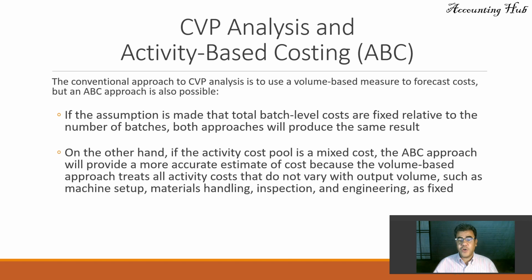However, if the activity cost pool is a mixed cost, the ABC approach will provide a more accurate estimate of cost, because the volume-based approach treats all activity costs that do not vary with output volume, such as machine setup, materials handling, special, and engineering, as fixed. So, sometimes we have mixed costs, and the traditional way considers it a fixed cost. However, activity-based costs can vary based on activities, based on the number of batches. So we can create a new variable cost here, but not based on units of sales, but on batches.